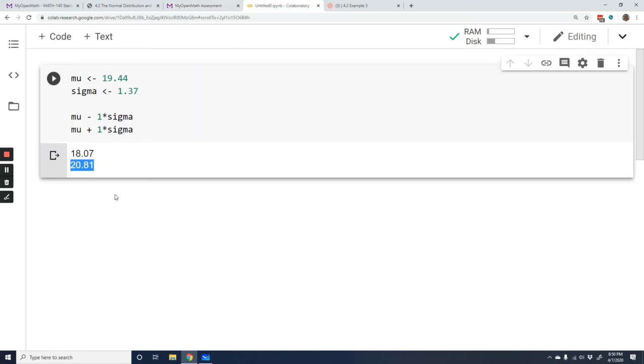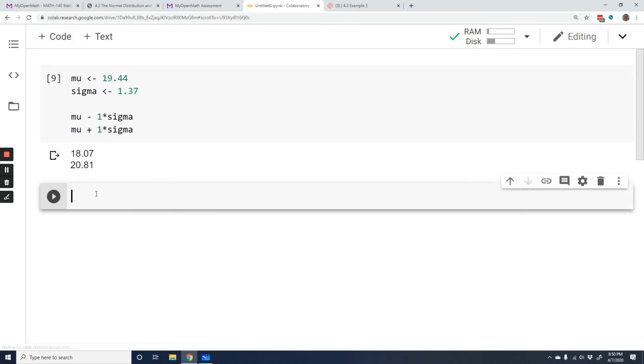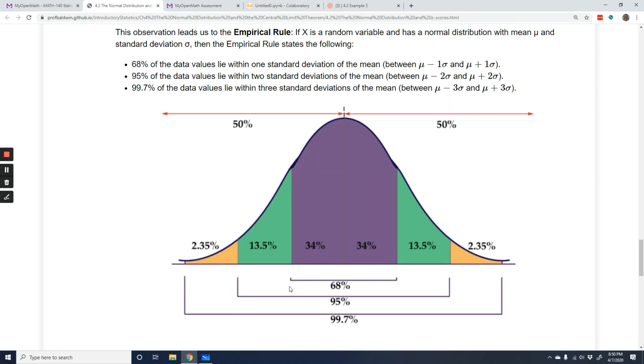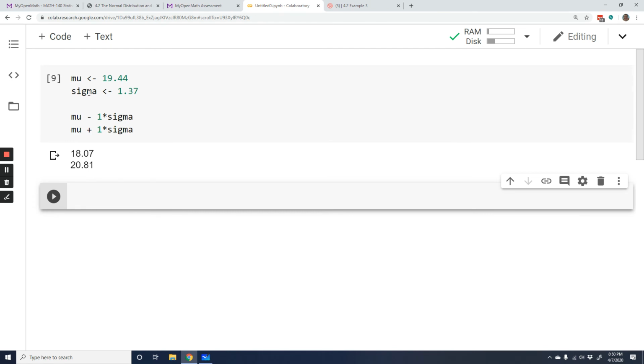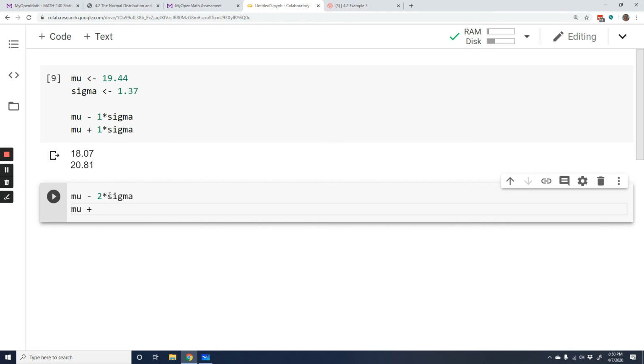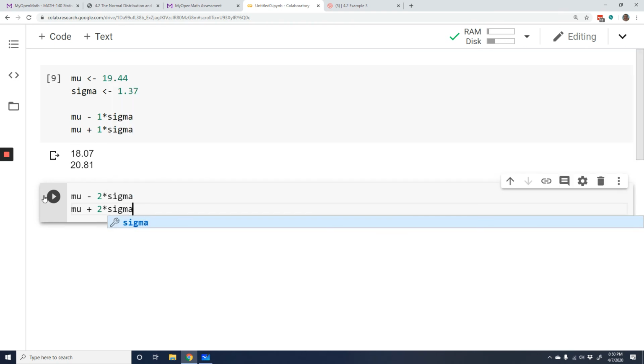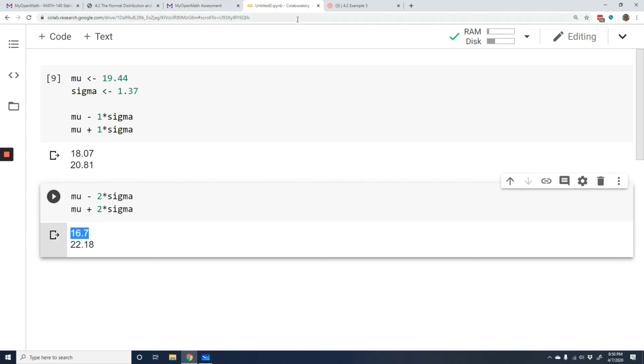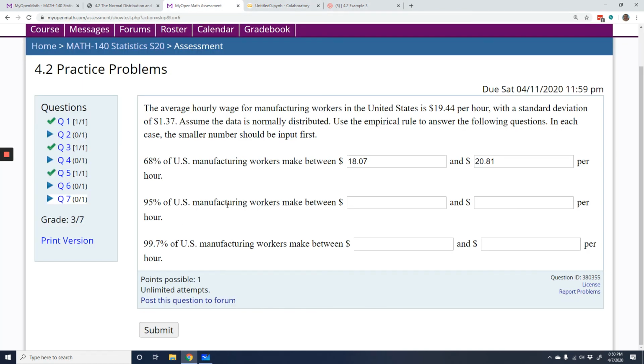Let me calculate just the 95% to show you one more. 95% is within two standard deviations of the mean. I'll take the same mu and the same sigma, which I already have stored in variables. Now I'll do mu minus 2 times sigma, and mu plus 2 times sigma. Run that. And so I know that 95% of U.S. manufacturing workers make between $16.70 and $22.18.